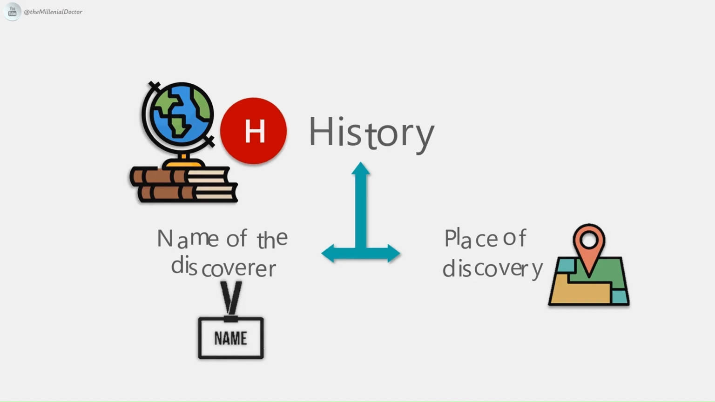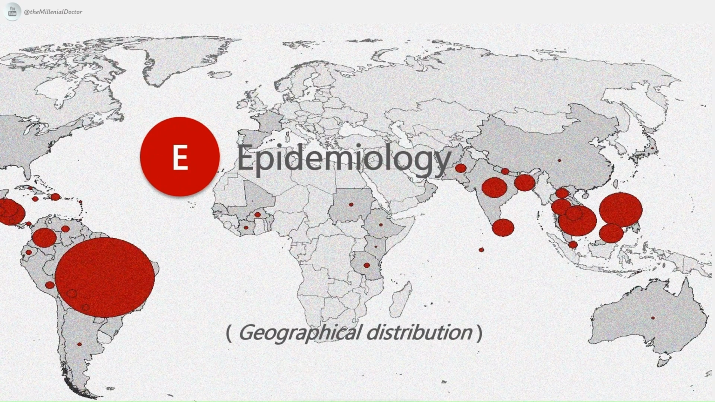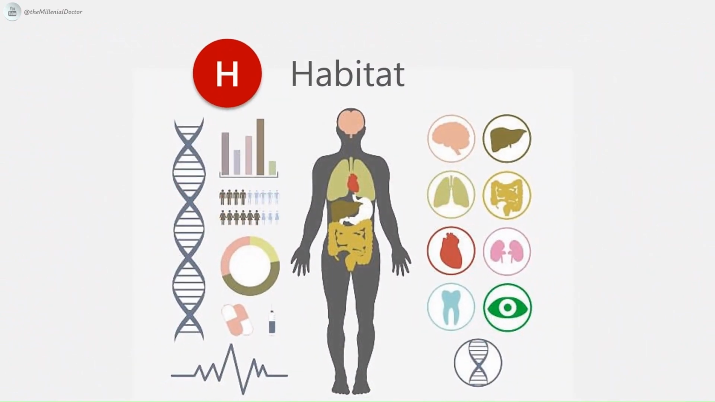discovered. Thirdly, Epidemiology. Under Epidemiology, we study the geographical distribution of the parasite, that is, throughout the world, which are the areas where it is commonly found. Next is Habitat. Under Habitat, we study which are the areas of the host where the parasite infects. That is, which are the organs where the parasite causes infection. Certain organs will be the primary focus of infection, whereas certain organs will be the secondary focus of infection.